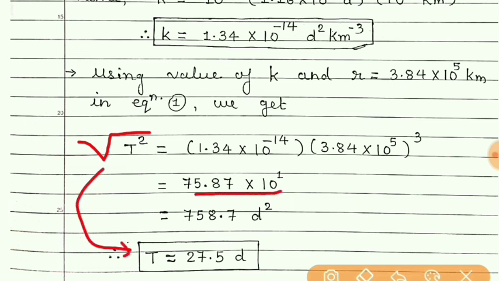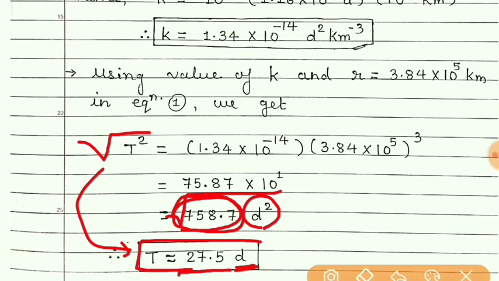So here also you have to take the square root. Taking square root on both sides, D square will become D, and simply using calculator you can find the square root of 758.7, which will be 27.5. So approximately time period of revolution of moon around the earth is obtained to be T is equal to 27.5 day.